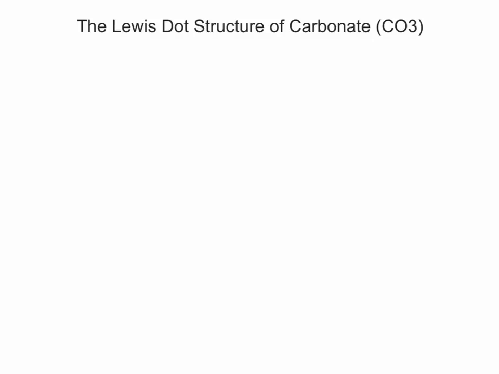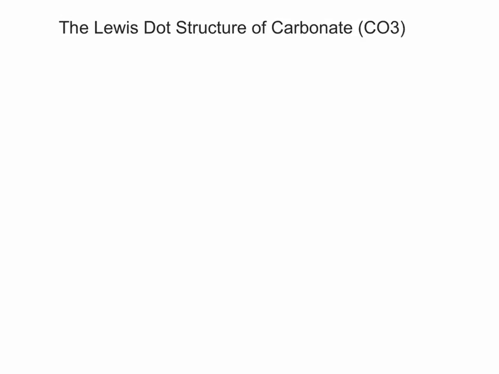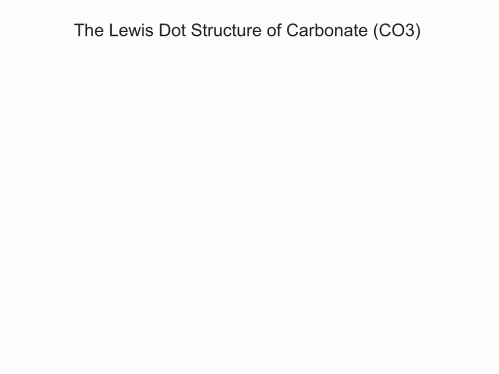The Lewis dot structure of carbonate. So, the Lewis dot structure is basically just showing how many electrons an element has in its outermost shell, or its valence shell. So, for carbonate, we have a carbon.